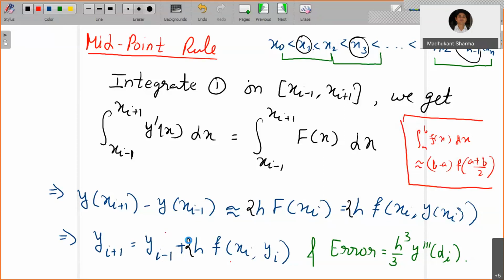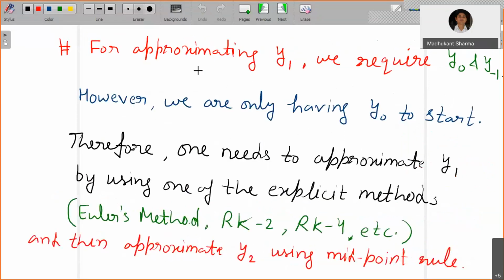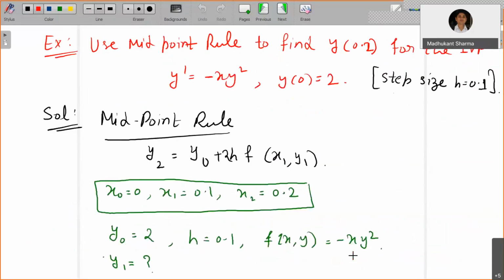So here we have stated that for approximating y1, we require y0 and y minus 1. However, we only have y0 to start. Therefore, one needs to approximate y1 by an explicit method. You can use Euler's method, RK2, RK4, etc., and then approximate y2 using the midpoint rule. So let's use it on the problem.